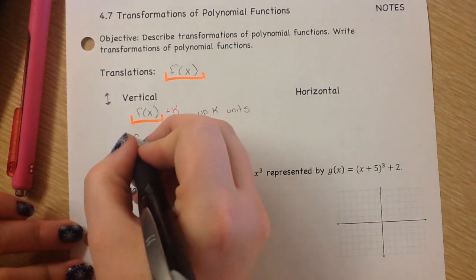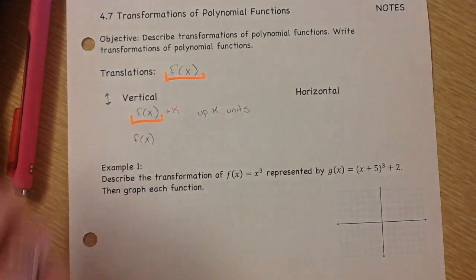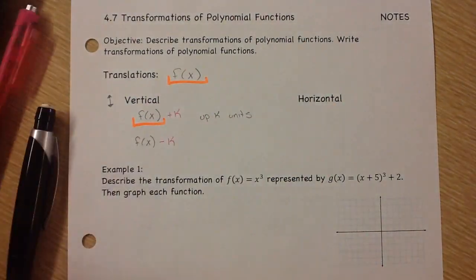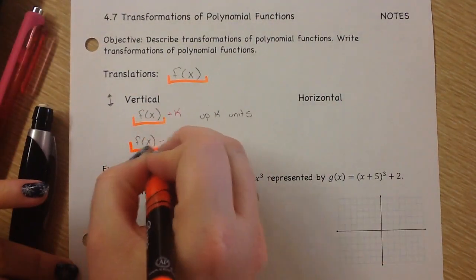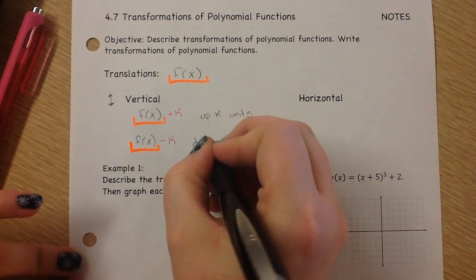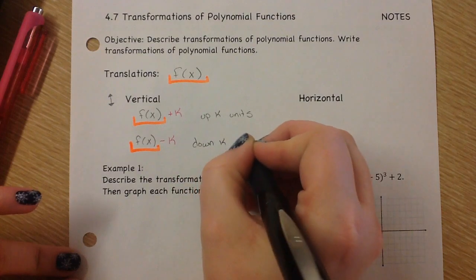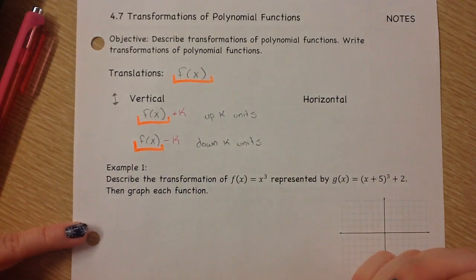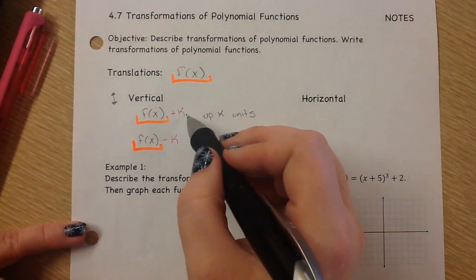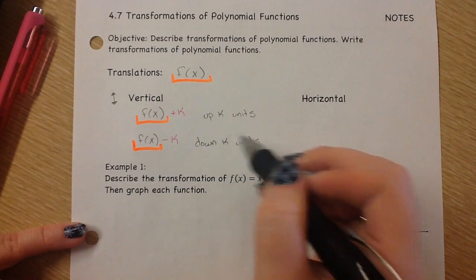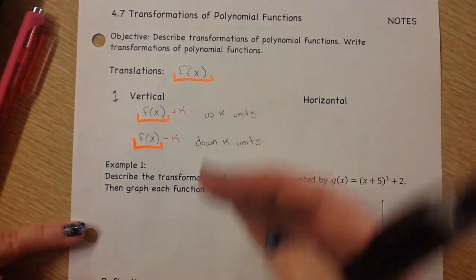If I take my function and subtract k from the end, there is my original parent function right there, then this is going to move it down k units. It's going to move it down so many units. So if this was add 5, it would move it up 5. If this was subtract 3, it would move it down 3. Let's move every point down those 3 units.